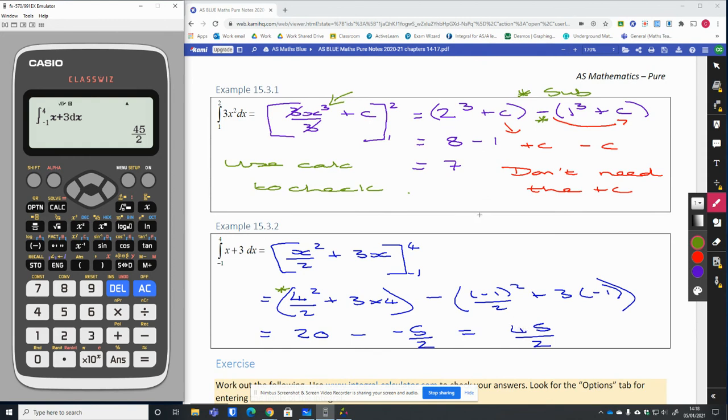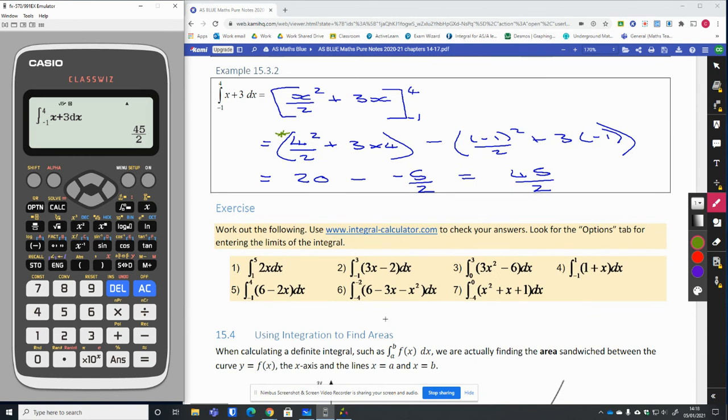Okay. There is an exercise here for you to work through, and I will put the answers up. Instead of using integralcalculator.com, just use your calculator. That's just come from the olden days where we didn't have a calculator. That integral calculator is just a website that does the same as what your calculator is doing. So just use your calculator.